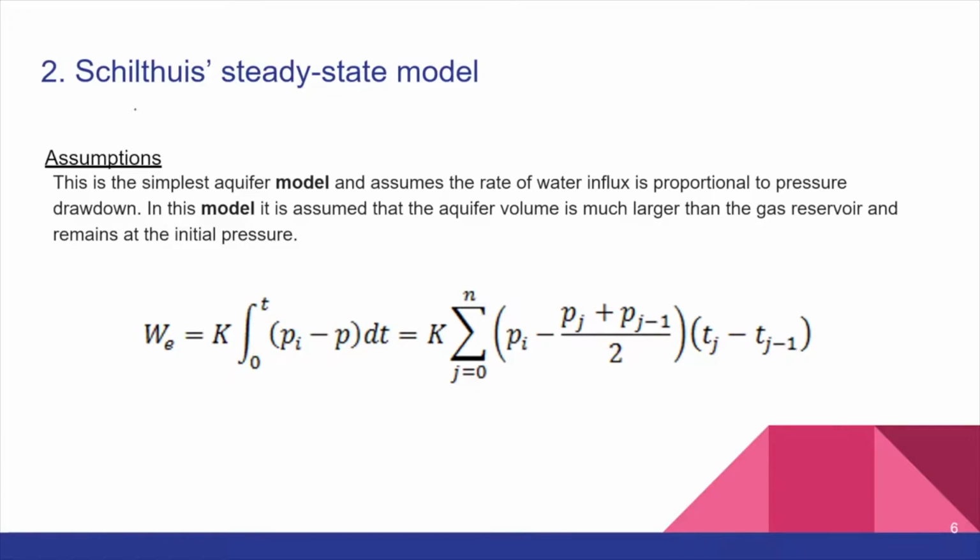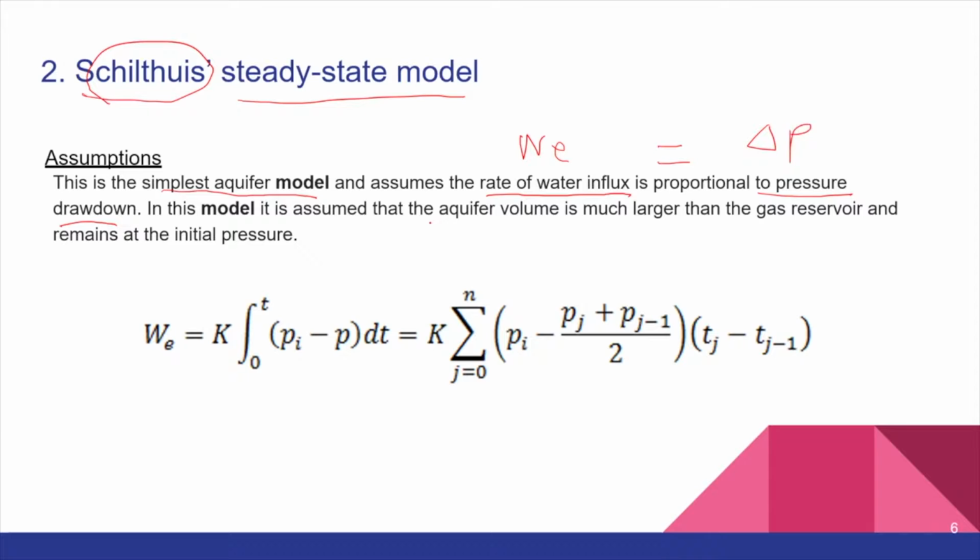And then we have the second method, which is the steady state model, and this is known as Schilthuis model. For this model, we assume this is the simplest aquifer model. Assume that the rate of water influx is proportional to the pressure drawdown. So WE is proportional to the pressure drawdown, which is delta P.